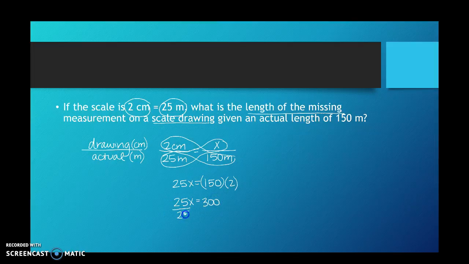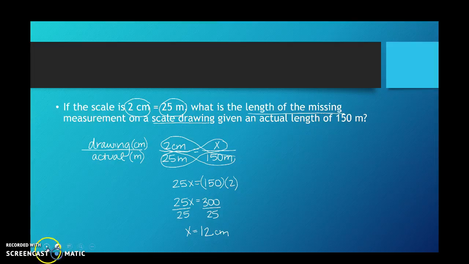Divide both sides by the number directly next to x. And let's see, 25, I know it goes into 100 4 times like quarters, right? So there's 4 in 100, then there's 8 in 200. So 8 plus 4, there's 12 in 300. So x is 12, and we want to make sure we label it. The x is on top, so 12 centimeters. So the length of the missing measurement on the scale drawing is 12 centimeters.